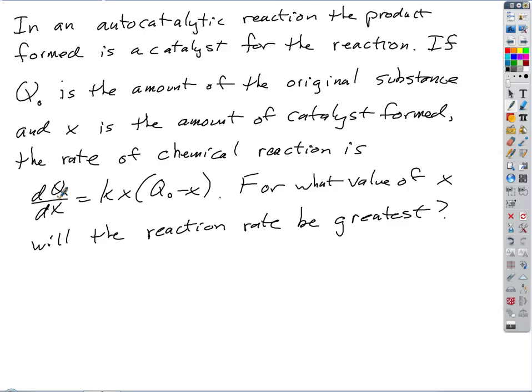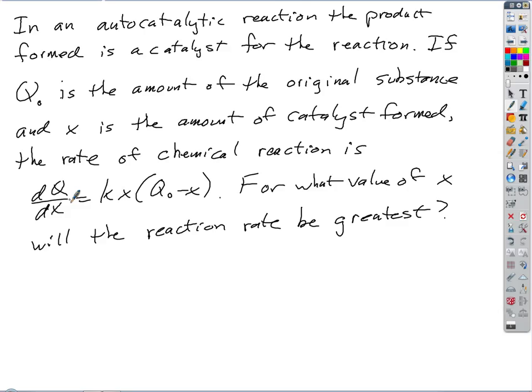So let's call that f of x, the reaction rate. Because right now it looks like a derivative, and it is, but that's not the derivative we're going to set equal to 0. We're trying to take that rate and maximize the rate, right? Does that make sense?